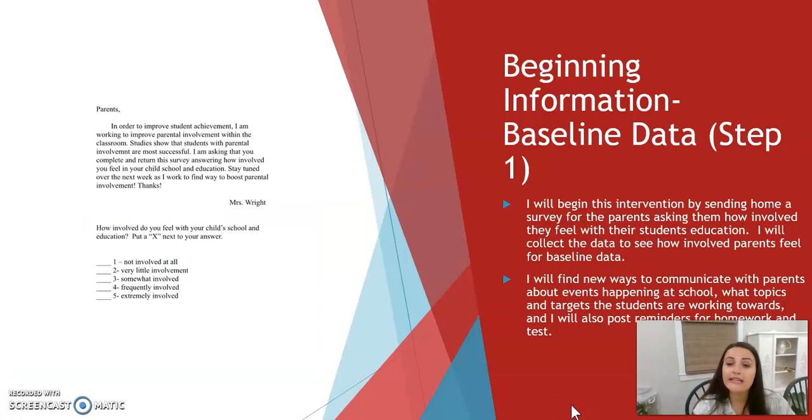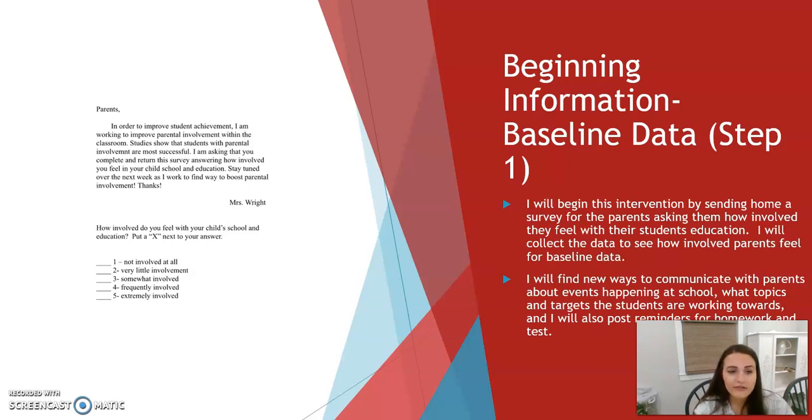Okay, beginning information. This is the baseline data. So I will begin the intervention by sending home a survey for the parents, asking them how involved they feel with their students' education. I will collect the data and see how involved the parent feels for baseline data. I will find new ways to communicate with the parents about events happening at school, what topics and targets the students are working towards, and I'll post reminders for their homework and tests.